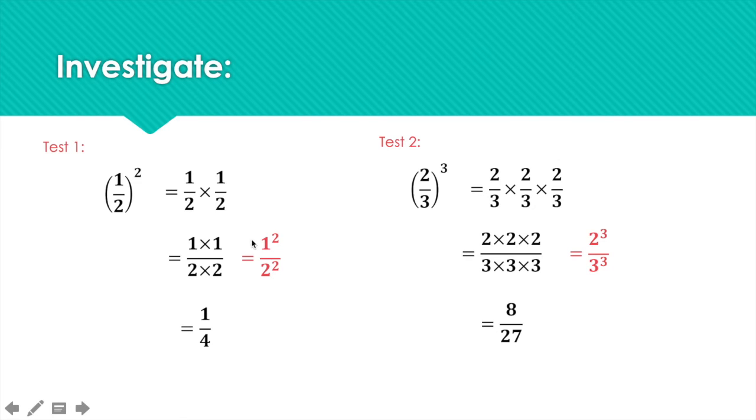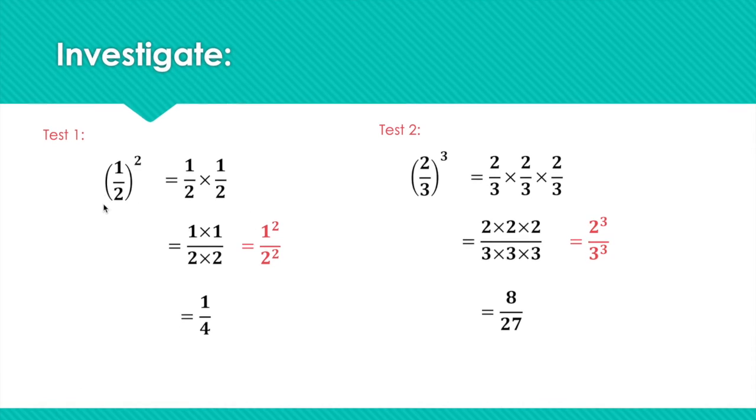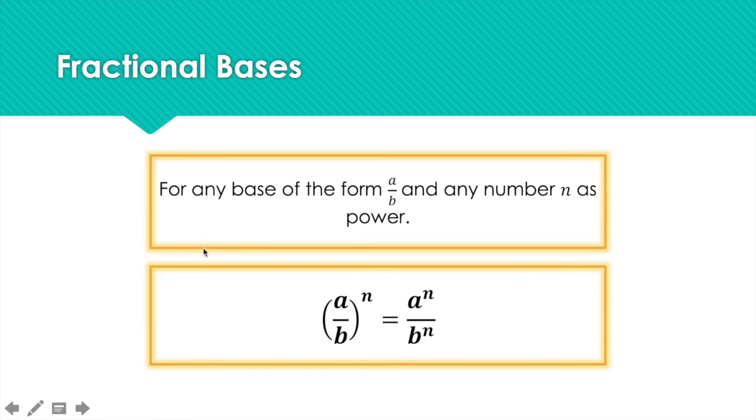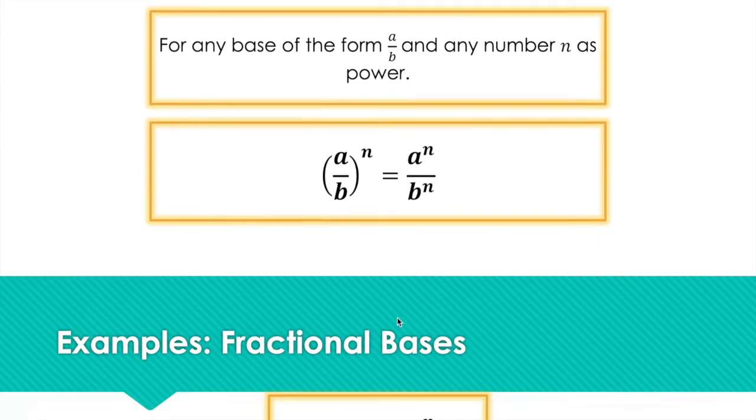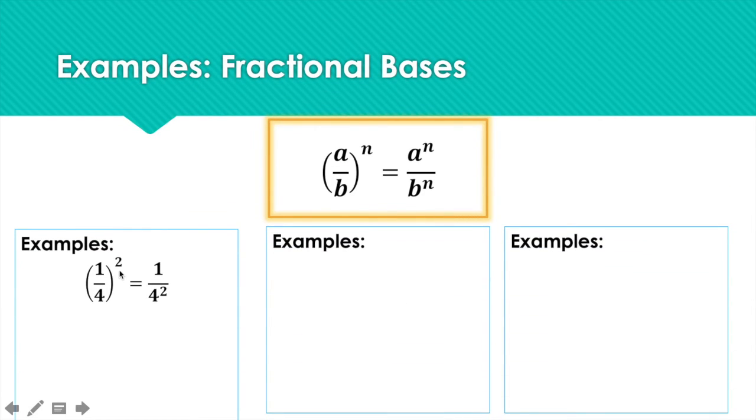I hope so. It turns out that our rule is that for any base, which is just the big number that's being multiplied, to the power of any number, means that everything in the brackets, or the numerator and the denominator, both get that power. So let's have a look at what that would look like in an example.